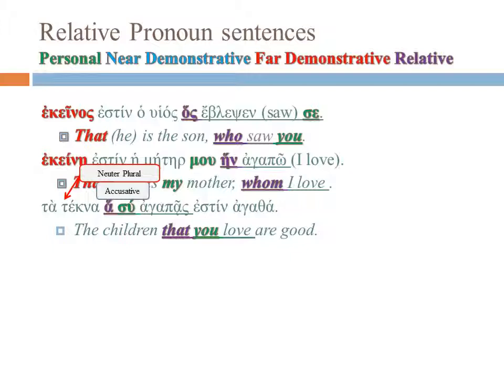Now, one of the things I want to point out in this sentence is, you'll see I have tatekna, which is the subject of the main clause, and the verb is estin, that is the singular verb. And I translate it, the children that you love are good. Okay, the rule in Greek is that neuter nouns that are in the plural take singular verbs. Now, that's not as important to you right now, but in the future, it's going to be a very important thing.